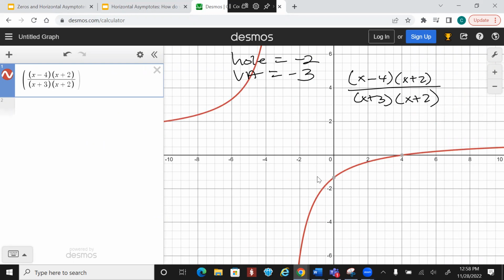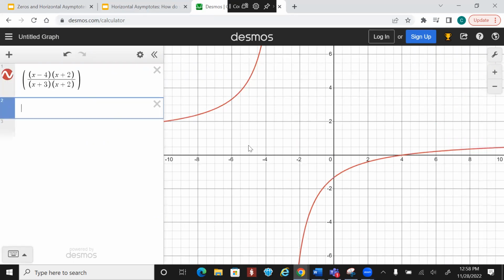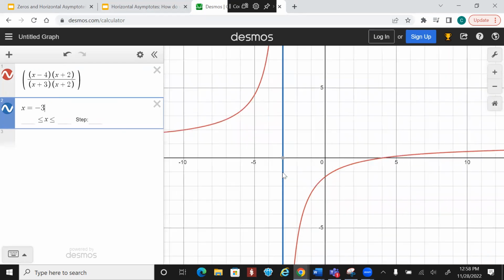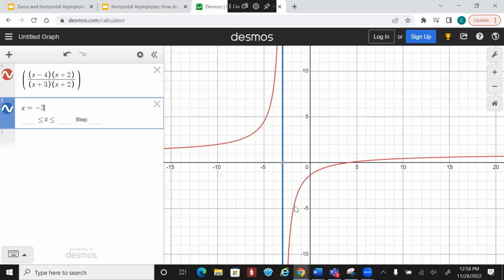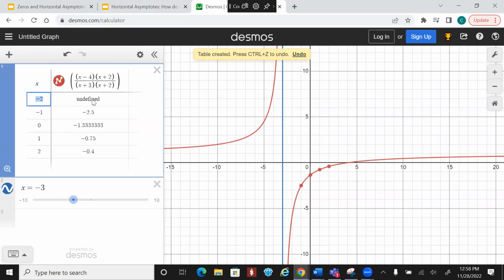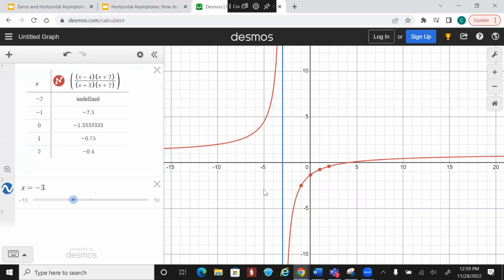Okay, so do you see how at x equals -3 there's a vertical asymptote? You see this blue line, vertical asymptote right there. At x equals -2, if we come down here, it's not going to show you a hole. It's not going to automatically be on there. What you have to do is go to your table and you'll see that it's undefined. Does that make sense? So it won't just automatically say it. You have to actually look at the table and that'll tell you where it's undefined.